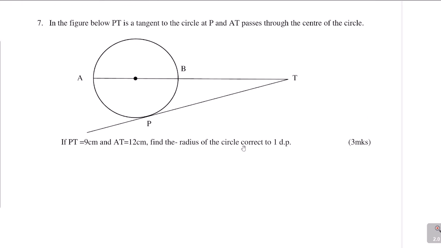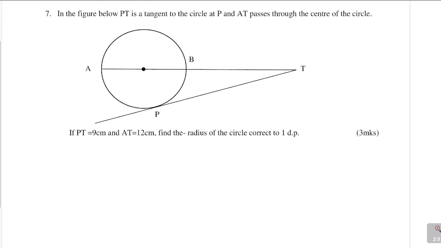So the next question is on circles, chords, and tangents. Question 7. In the figure below, PT is a tangent to the circle at P, and AT passes through the center of the circle, as you can see from the diagram. If PT is equal to 9 centimeters and AT is equal to 12 centimeters, find the radius of the circle correct to 1 decimal place.